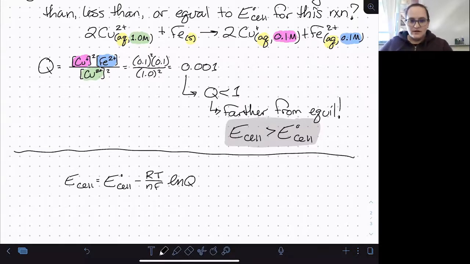So we can see that the non-standard cell potential is related to both the standard cell potential as well as the value of the reaction quotient. So when Q is less than 1, the natural log of Q is negative, we are subtracting a negative value, so that ends up with E cell being larger. So again, I will never ask you to use this equation, but I think it's useful for you to see where that relationship is coming from.